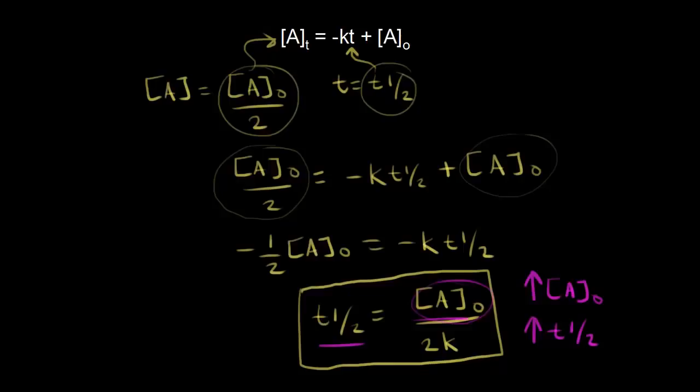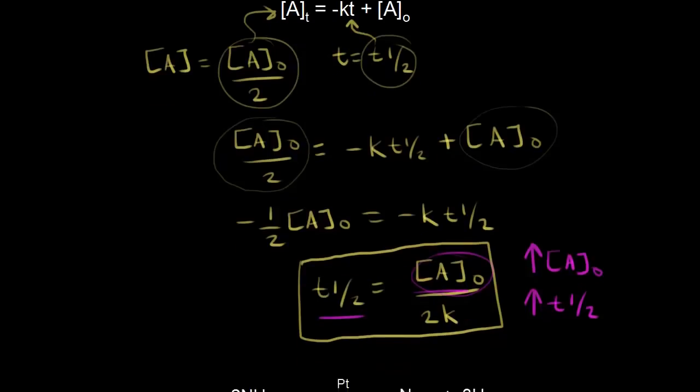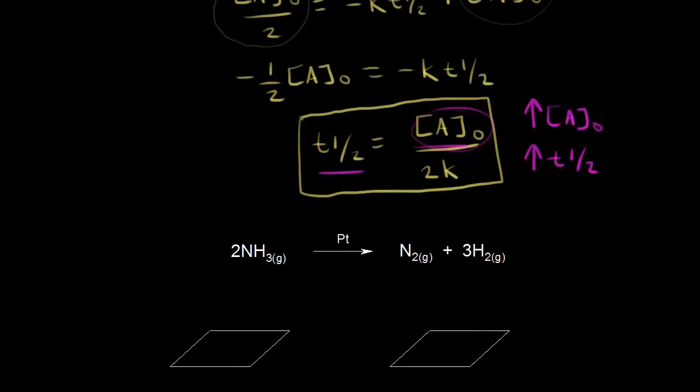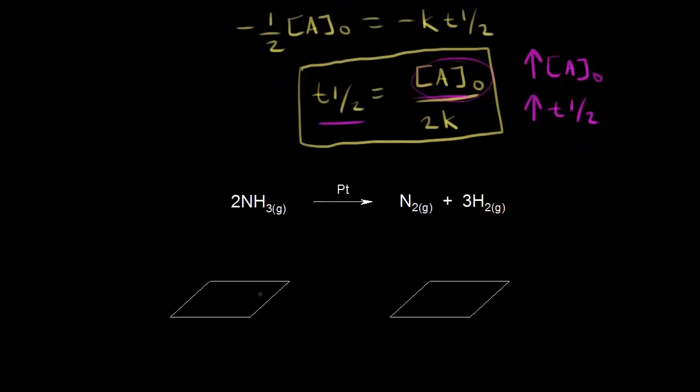Let's look at an example of a zero-order reaction, and this will help us understand this idea of half-life a little bit better. So our example is the decomposition of ammonia into nitrogen and hydrogen. And this reaction occurs on the surface of a metal catalyst. So let's say we're using platinum here. On the left, let's call this situation 1. We have a piece of platinum. So imagine this is our platinum surface.